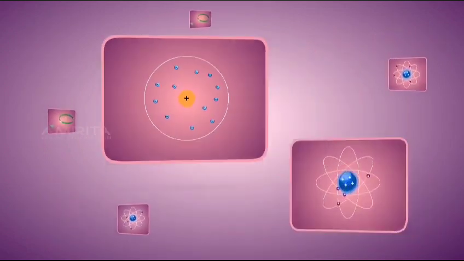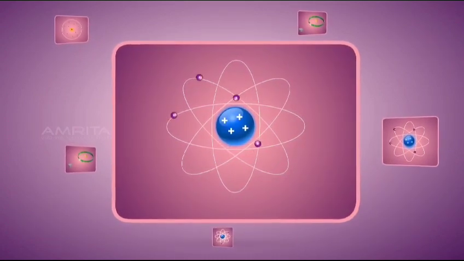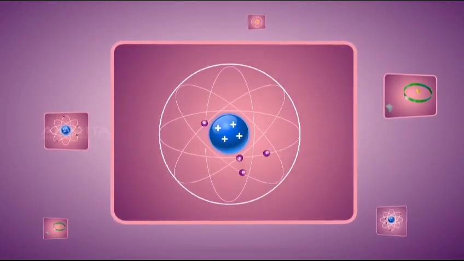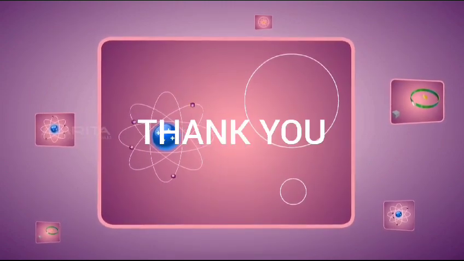The positively charged center of an atom is called the nucleus. Electrons are revolving around the nucleus with very high speed, just like the planets around the sun. The size of the nucleus is very small as compared to the size of the atom.